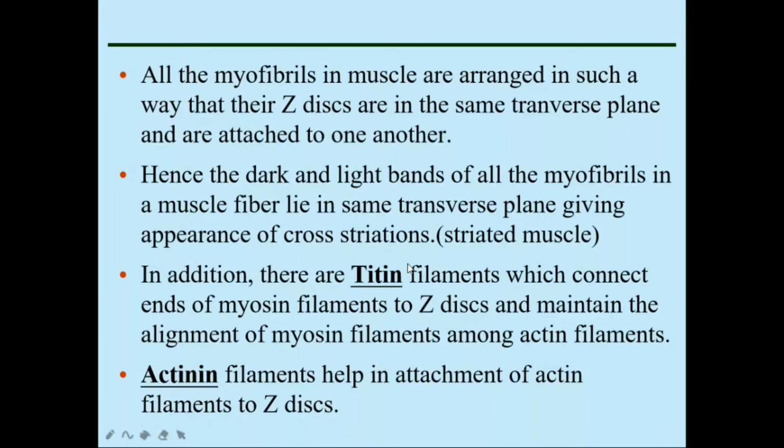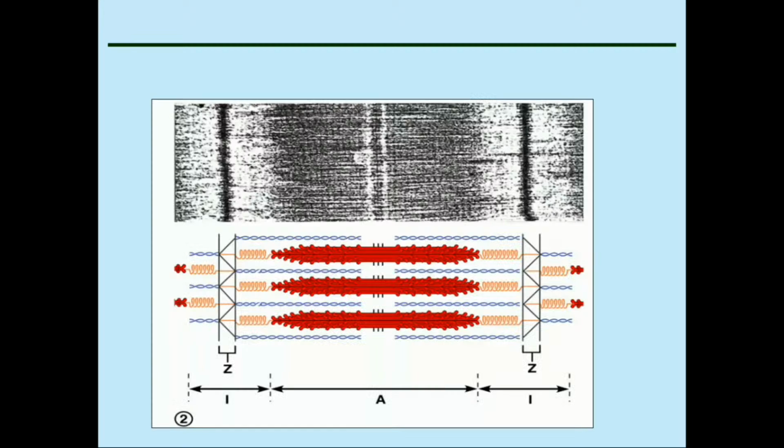In addition, there are certain filaments called titin filaments which connect the ends of the myosin filaments to the Z disc and maintain alignment of myosin filaments amongst the actin filaments. You can see these titin filaments attached to the peripheral ends of the myosin filaments, and at the other end they are attached to the Z discs. These titin molecules are perhaps the largest molecules in the body, and the titin filaments ensure that the thick filaments are maintained in their position in the sarcomere.